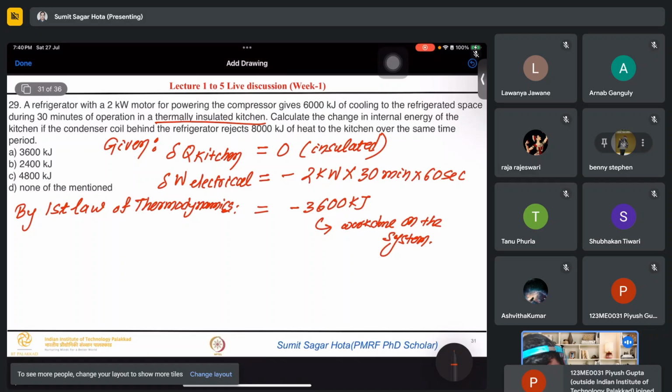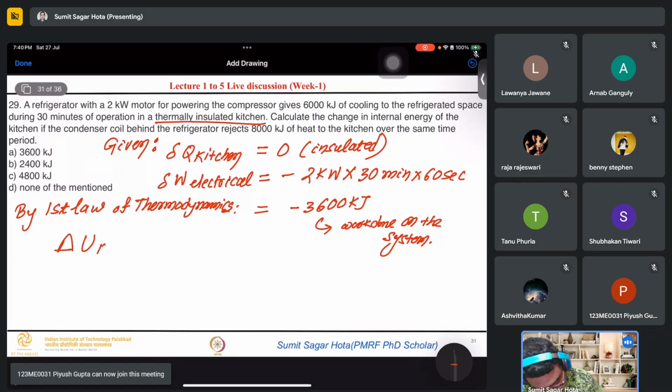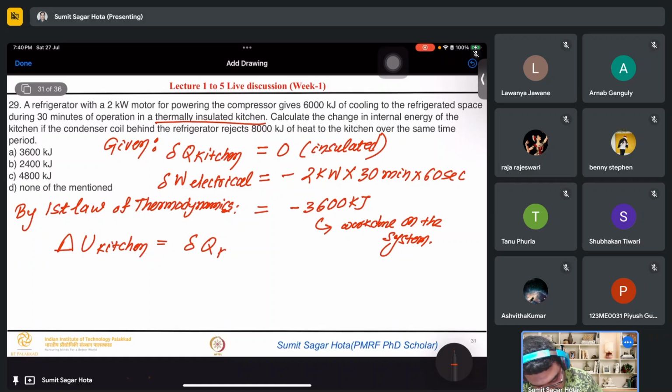Okay, so delta U kitchen is equal to delta Q kitchen minus delta W electrical. Okay, this is the formula.